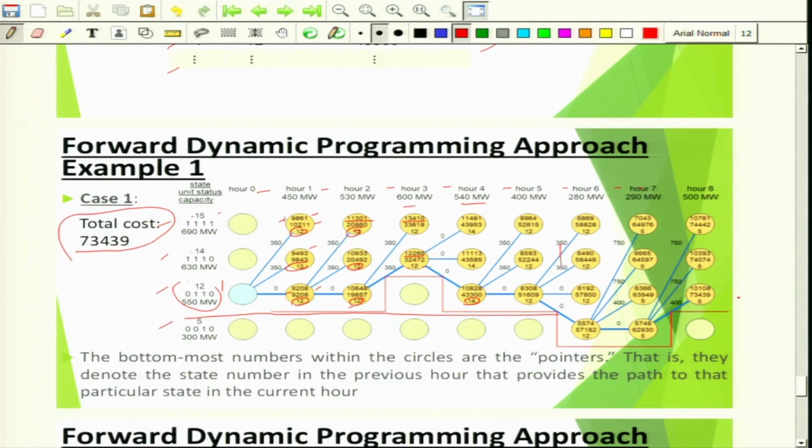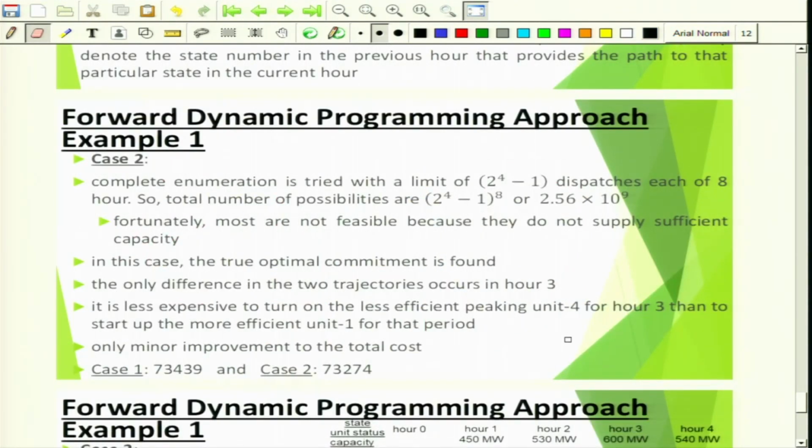Like this you move forward, then you see here this is a dark blue line. This indicates the most economically feasible path by which this specific pattern of load demand can be met. However, the complete enumeration can also be tried with the limit of 2 to the power of 4 minus 1 dispatches for each of 8 hours. So the total number of possibilities is, you remember, (2 to the power of n minus 1) to the power of m, where m is the interval. Now that is coming out to be 2.56 into 10 to the power of 9, such a big computation.